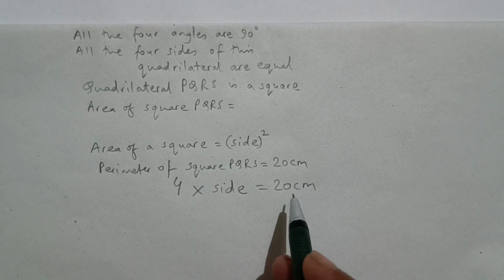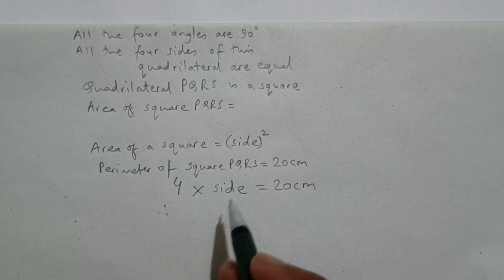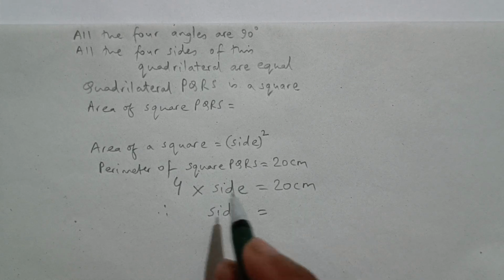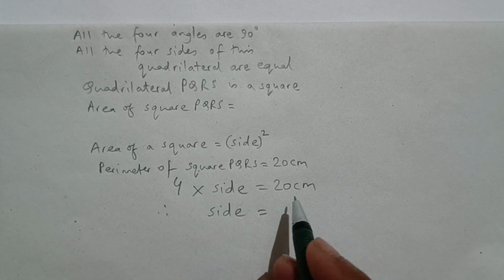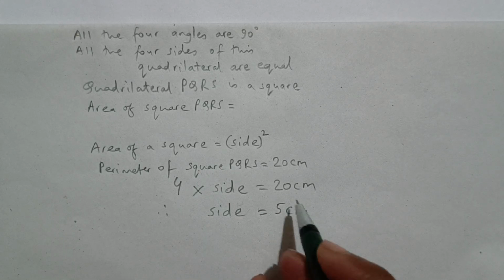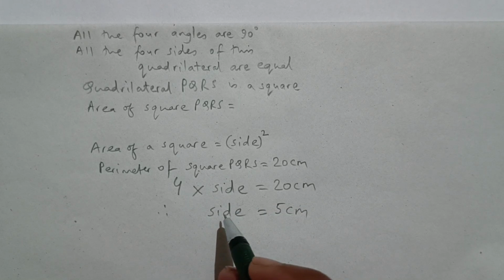So 4 into side is equal to 20 centimeter. From this equation I can find the side. So the side is 20 centimeter divided by 4. 20 centimeter divided by 4 is 5 centimeter. So the side is 5 centimeter.